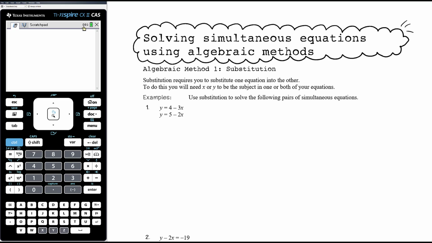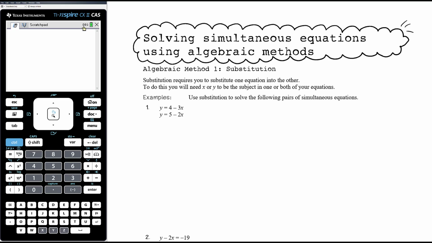Now substitution means that we substitute one equation into the other equation. Essentially what we're aiming to do when we're solving simultaneous equations algebraically by hand is go from having two equations with two unknowns in them to somehow combining them together into one equation with only one unknown. That's the number one goal. Then once we've done that, we can solve for that unknown, and then we can substitute back into our original equations to find the other unknown. So with substitution, we're looking to literally substitute one whole equation into the other one.